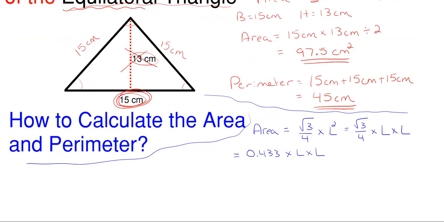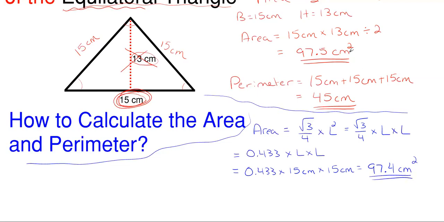Well, going through here, what is L in this? L will just be the length of your side. Well, L is 15 centimeters, so let's go ahead and plug in here. We have 0.433 times 15 centimeters times 15 centimeters. And what does that give me? Well, it should give me roughly 97.5 centimeters squared. And this gives me 97.4 centimeters squared.